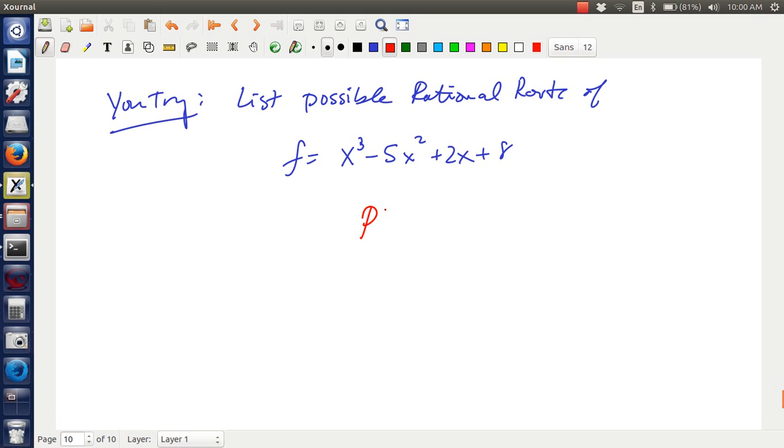Okay, now you want to pause. Okay, hopefully you got the following answer. This would be plus and minus 1, plus and minus 2, plus and minus 4, plus and minus 8. Those are all the things that the 8 can factor into, and there's just a 1 here. So the numerator, I'm sorry, the denominator is irrelevant. So you just get this whole list.